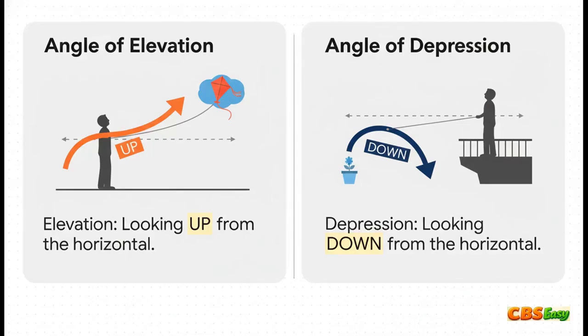So let's nail this down once and for all. Do not mix these two up. Angle of elevation, you are looking up from the horizontal. Angle of depression, you are looking down from the horizontal. The key takeaway, both are always measured from that imaginary straight-ahead horizontal line.